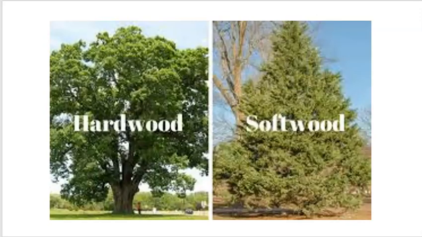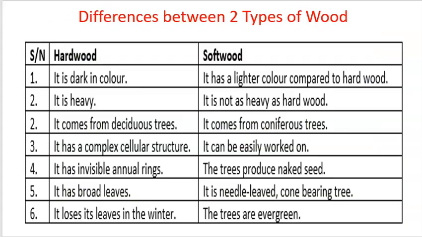Okay, this is an example of hardwood and an example of softwood. Now we have two types of wood. That is what? Hardwood and softwood. And can you see their differences here? Hardwood is dark in color. It is heavy. It comes from deciduous trees.